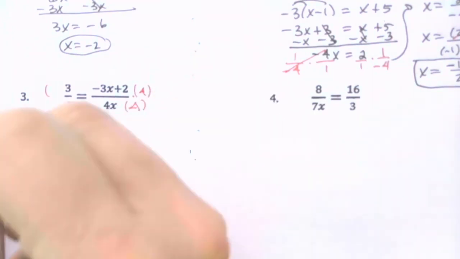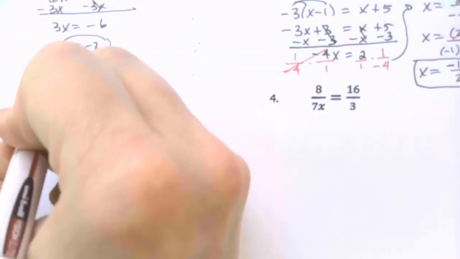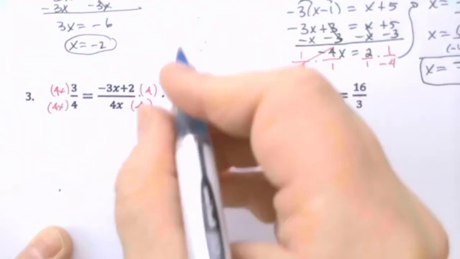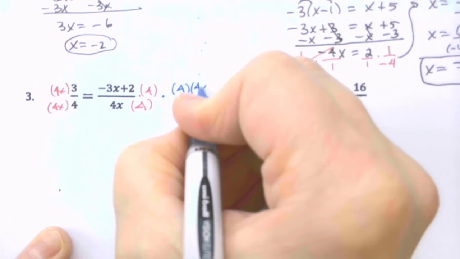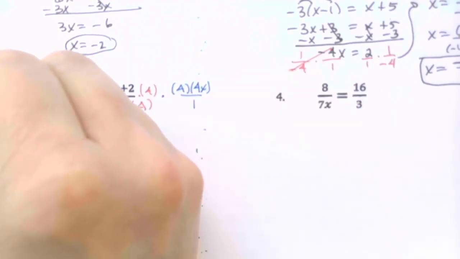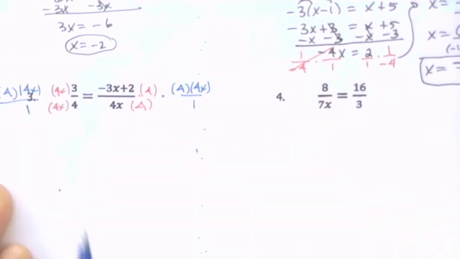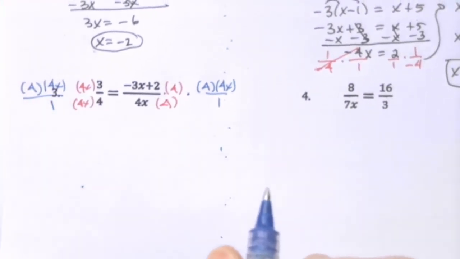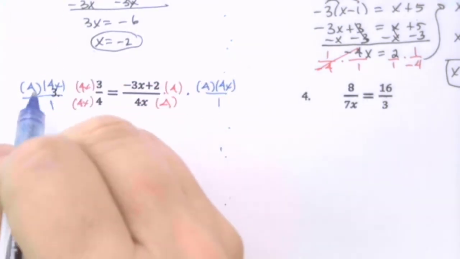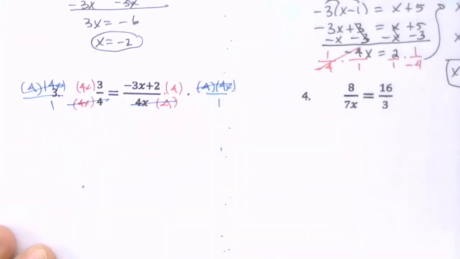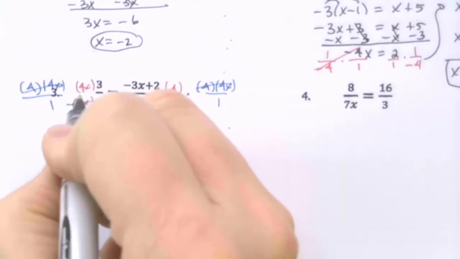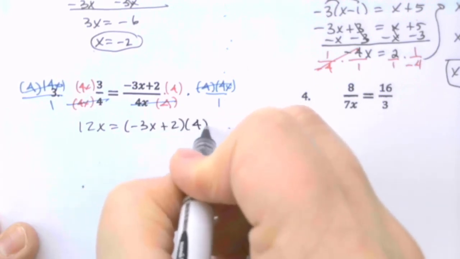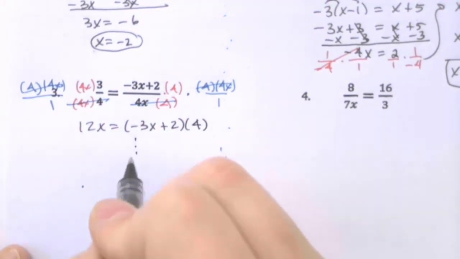Multiply by 4 over 4. Multiply by 4x over 4x. That gives us a common denominator. To cancel it, we multiply by 4 times 4x over 1. And notice that I'm not interested in multiplying that together because I just know it's going to cancel out anyway. So I'm not going to take the extra step to go to 16x. I'm just going to cancel it as the double factors that it is. Now I'm going to worry about multiplying. I get a 12x equals negative 3x plus 2 times a 4. And then you go on from there.